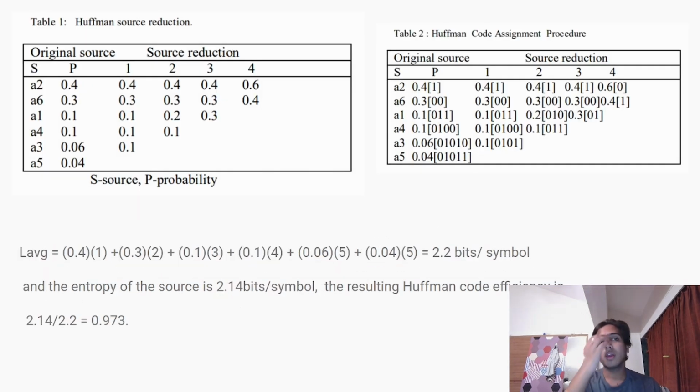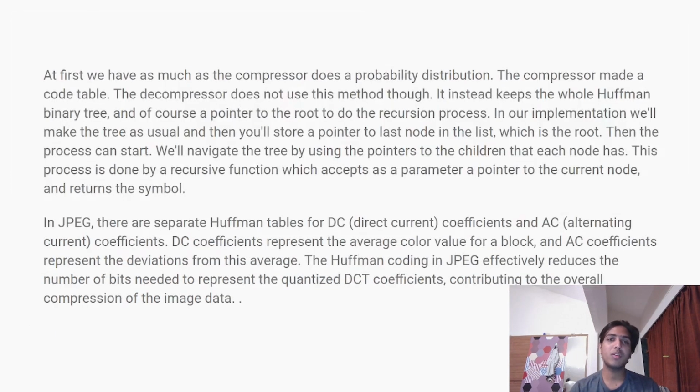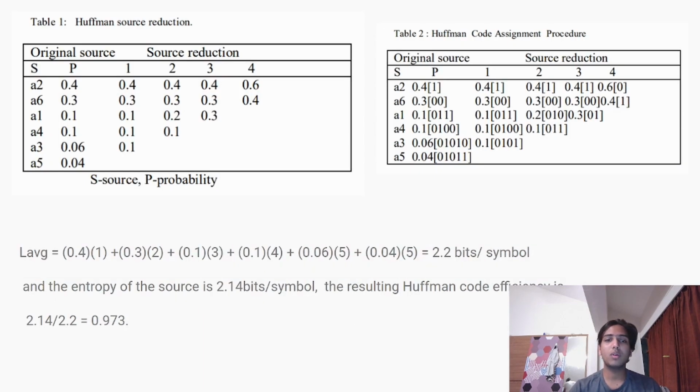Now, we can see there are two tables. One is the Huffman source reduction, where probability is distributed from the highest to the lowest, going from up to down. And there is a second table in which the Huffman code assignment procedure is done, where more probable symbols have shorter codes. This is the formula which we have seen previously, used to calculate the average length by the Huffman coding. And the entropy of the source is 2.14 bits per symbol, and the resultant Huffman coding efficiency is 0.937.